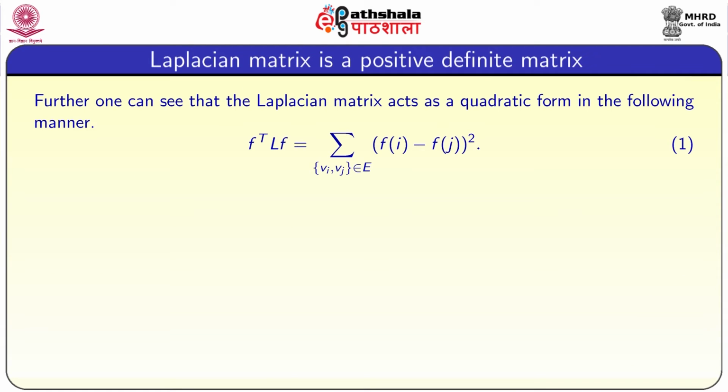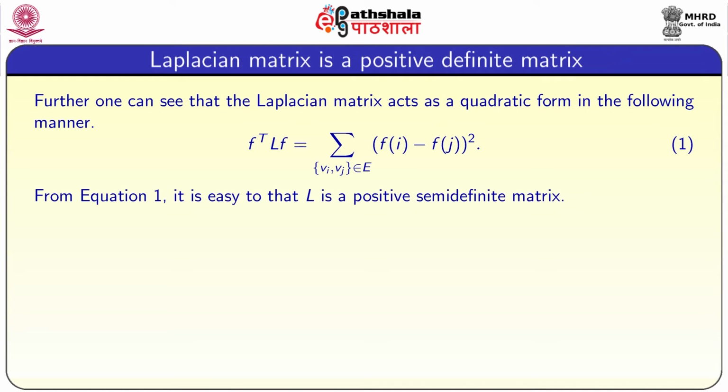Further, one can see that the Laplacian matrix acts as a quadratic form in the following manner. If you consider f transpose times L times f, which is equal to the summation over (vi, vj) belonging to the edge set E of (f(i) minus f(j)) whole square. From this equation 1, it is easy to see that L is a positive semi-definite matrix. That means all eigenvalues of L are greater than or equal to 0.